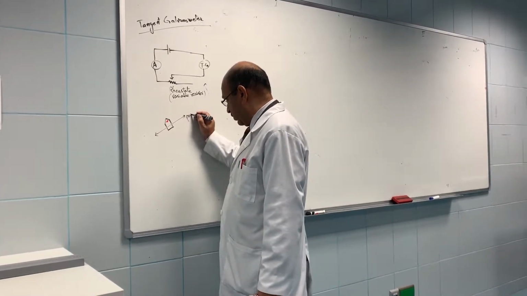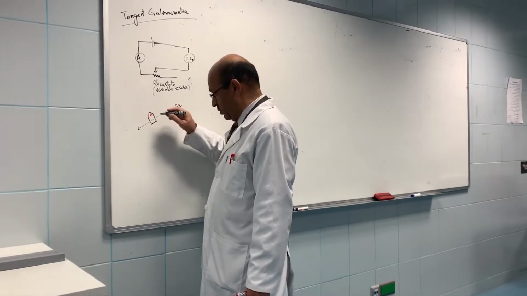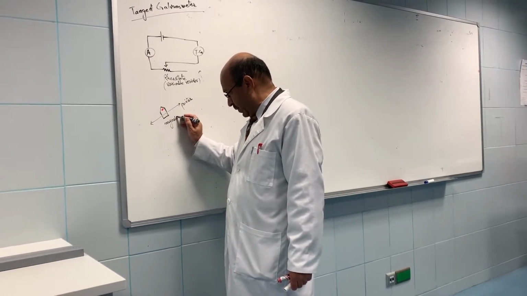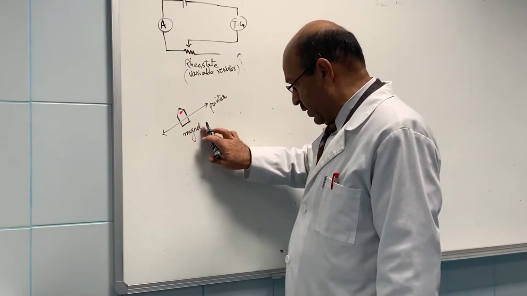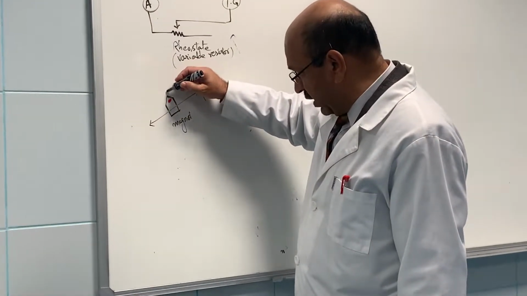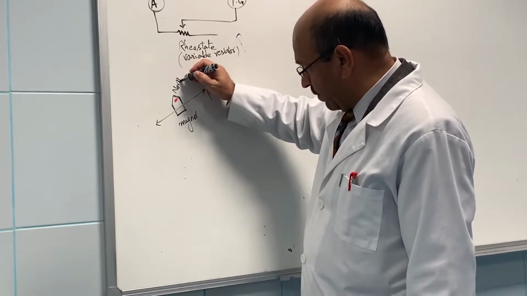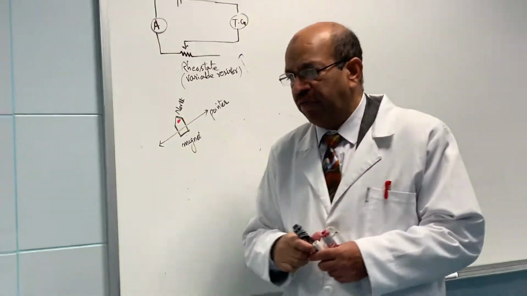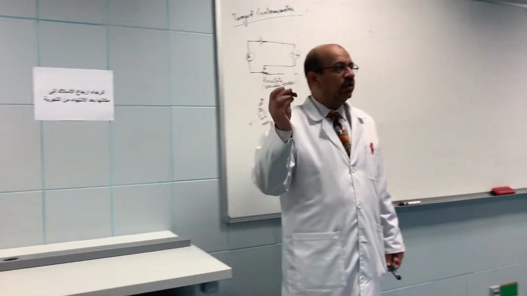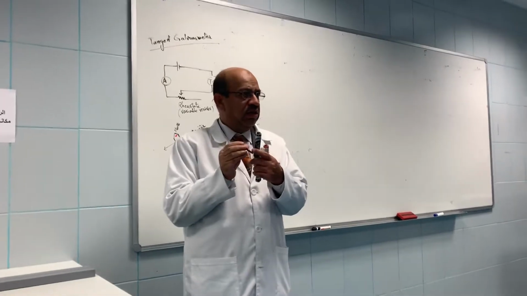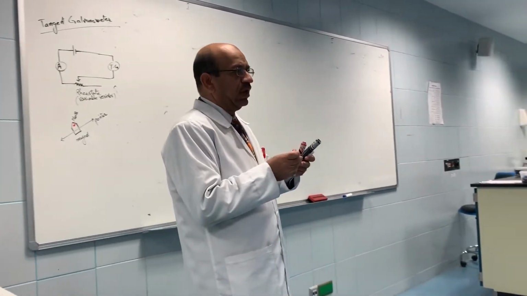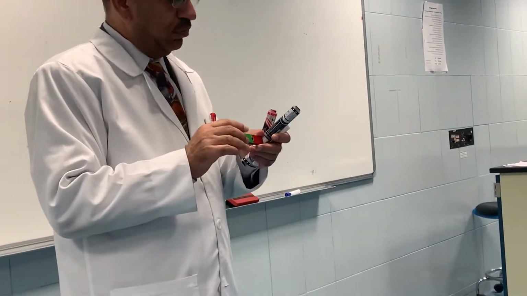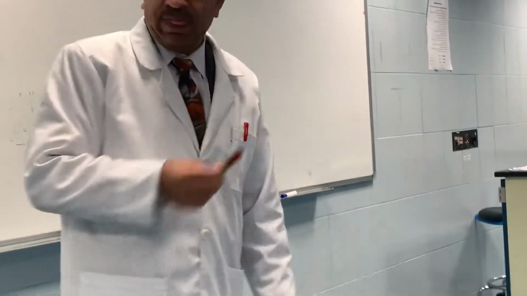This is called pointer. This is called magnet, and this red color means north. Red color means north. Same we will do in the second experiment with that magnet. This is called north pole, and the color here, sometimes blue or green, is south pole, but red is always north pole.